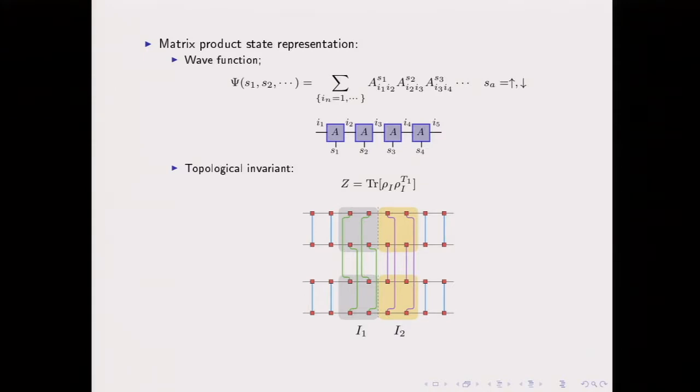Outside of the interval I just connect this way, and nothing really interesting happens there. But in this interval I multiply density matrices, so I connect these indices, and for I1 and I2, taking the partial transpose means I connect these indices differently for I2.